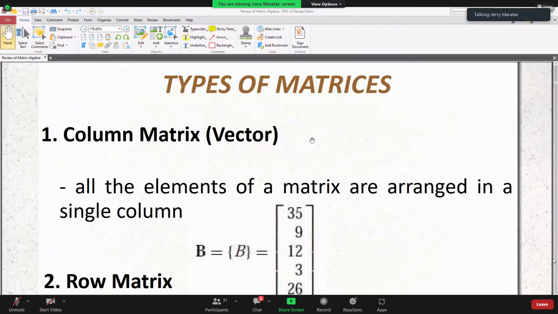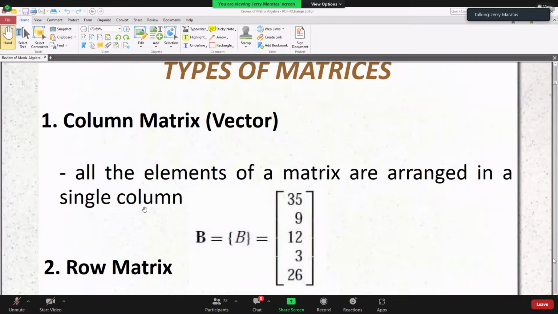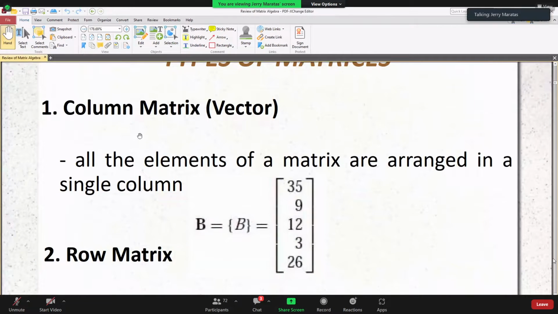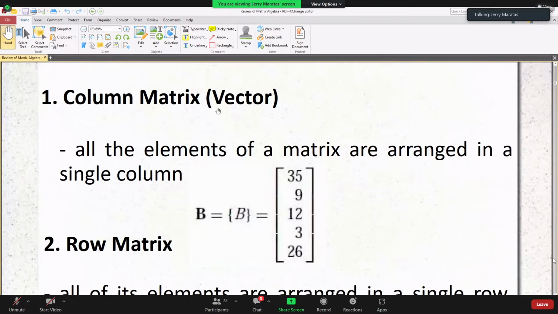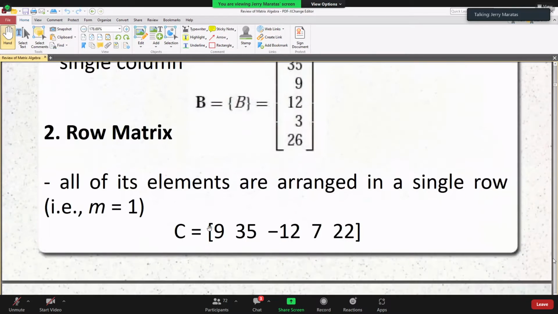Now, there are several types of matrices. If all the elements of a matrix are arranged in a single column, it is called a column matrix, or sometimes termed a vector matrix. What's the size of this matrix? It is 5 rows and 1 column, so it's 5 by 1. If the elements of a matrix are arranged in a single column, then that is a vector matrix, or column matrix.